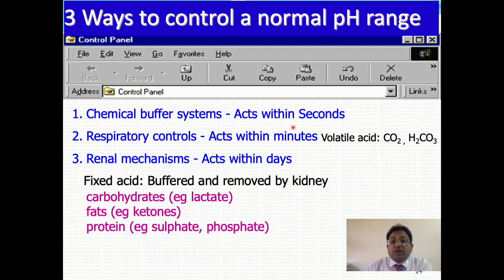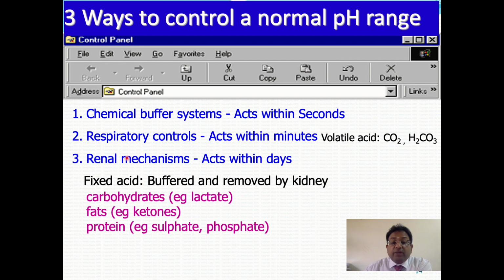So, what are the ways in which the body keeps the pH in the normal range? Usually, there are three ways the body uses to keep the pH in the normal range. These are the chemical buffer systems, which act within seconds. Then we have respiratory control, which acts within minutes, and this keeps a check on volatile acid like carbon dioxide, carbonic acid, and keeps the carbonic acid content within the normal range.